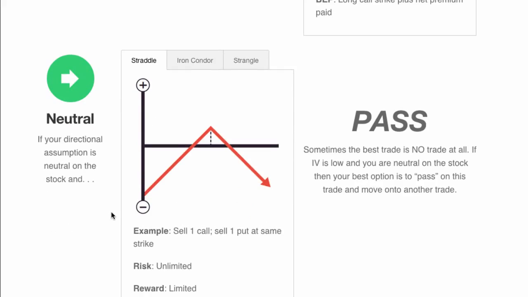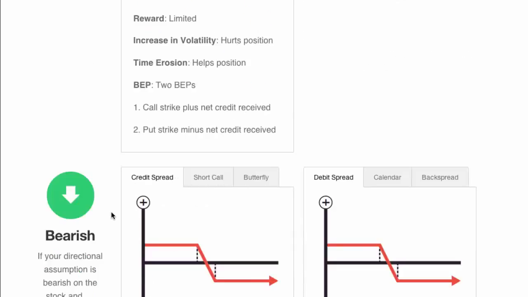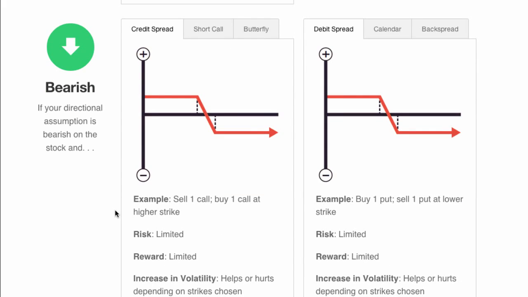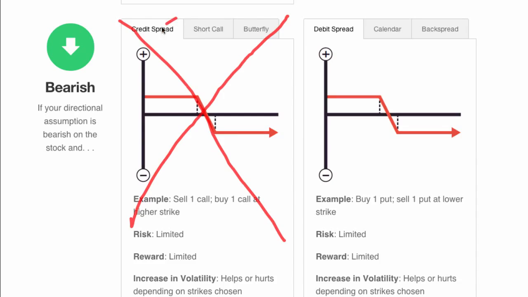So we're going to scroll all the way down past bullish and past neutral directional assumption, and we're going to go here to bearish. So we're bearish on the market. Now, because implied volatility is not high in Oracle right now, we actually are not going to use any of these strategies here on the left. So we're not going to use a credit spread, we're not going to use a short call, and we're not going to use a butterfly. We're just not taking advantage of the right positioning for implied volatility for an options trade.